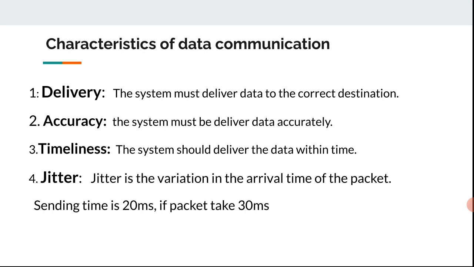We have jitter. Jitter is the variation in the arrival time of packets. So if the sending time is 20 milliseconds and the packet takes 30 milliseconds, that is jitter, the variation in arrival time. When my data requires 20 seconds and it takes 30, the jitter is bad. So with the help of these characteristics, we can measure the network performance. That is why these things are very necessary in our daily life, in our daily data communication.